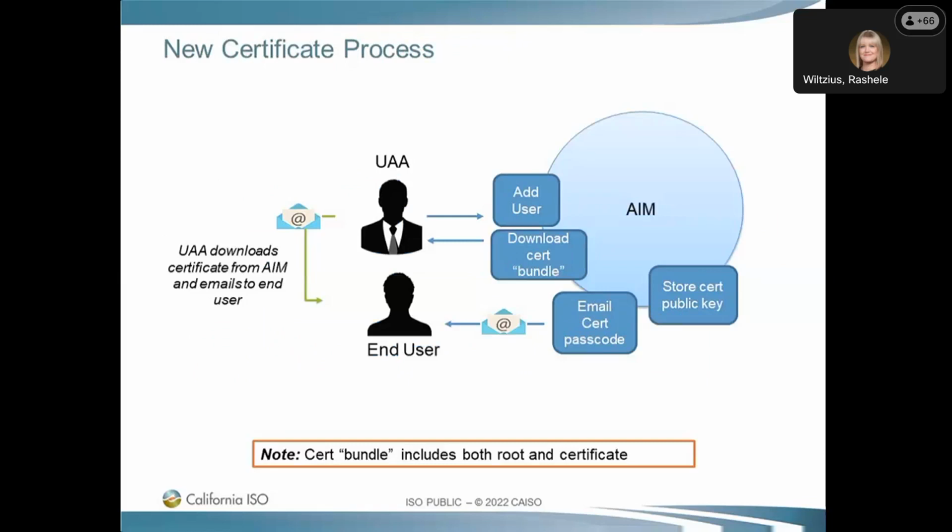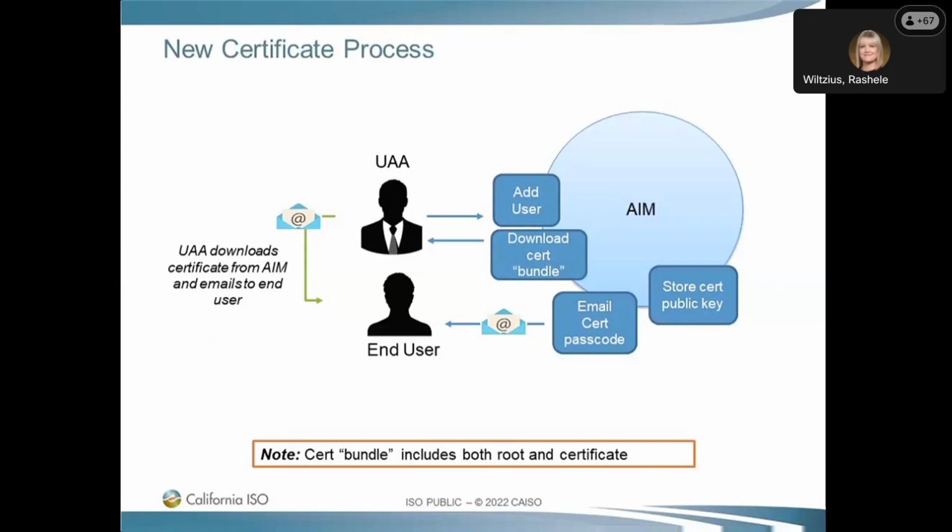Let's go ahead and take a look at what it's going to look like with this new process. So you as the UAA would still go in and add the user. There is no change to that process. But what will happen is once that user is created in AIM, you will be able to, in real time, download the certificate bundle, which includes, again, both the root and the cert, for your end user. So you'll be able to download it directly from AIM.